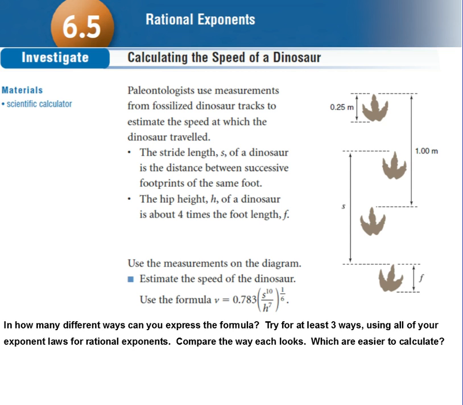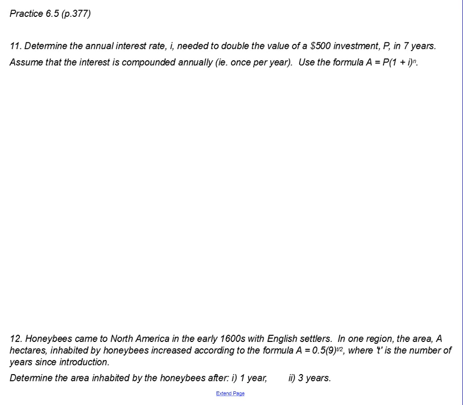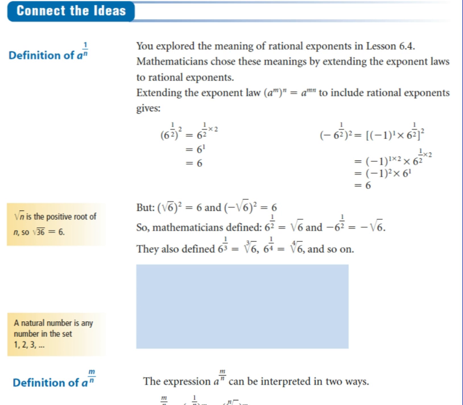I'm going to go through example 3, solving a financial problem, which is found in your textbook, and make sure that you know how to answer a related question with the compound interest formula. And then I'm going to answer number 12, which is found in your textbook on page 377. So let's go back and review here.